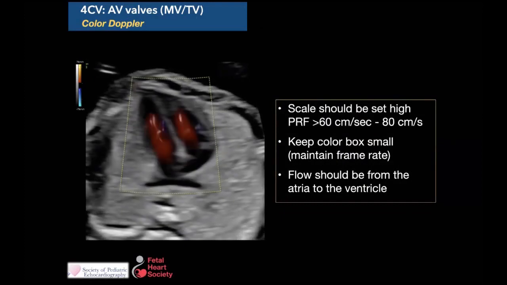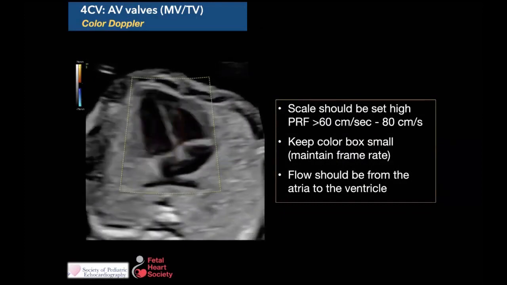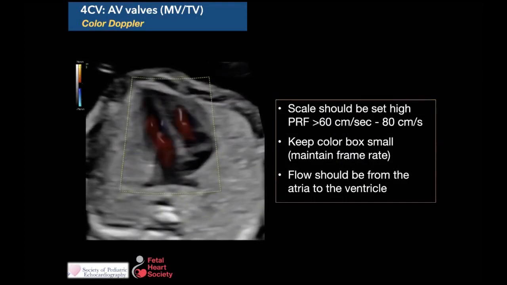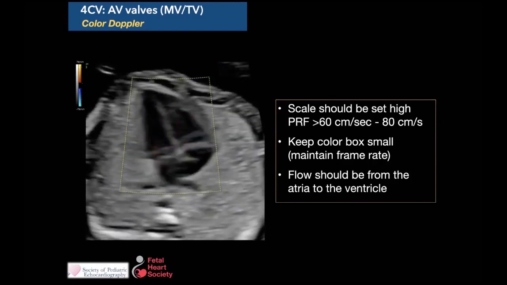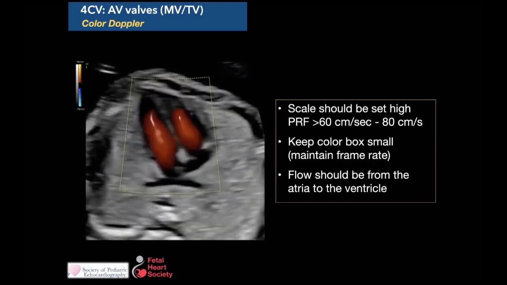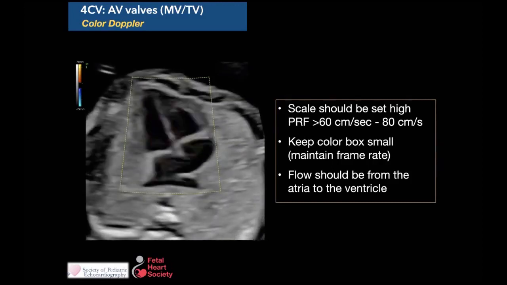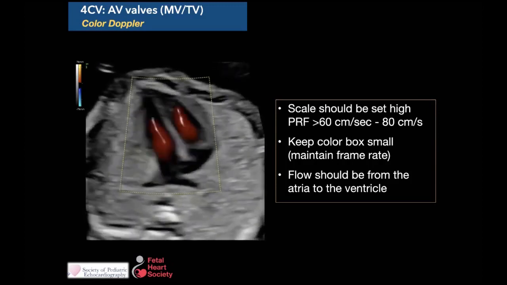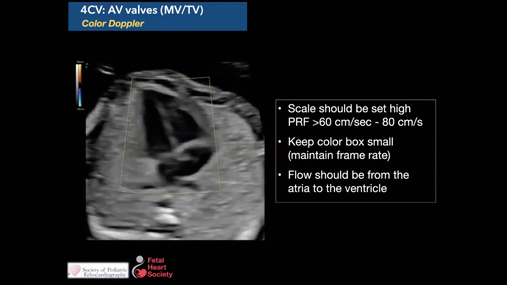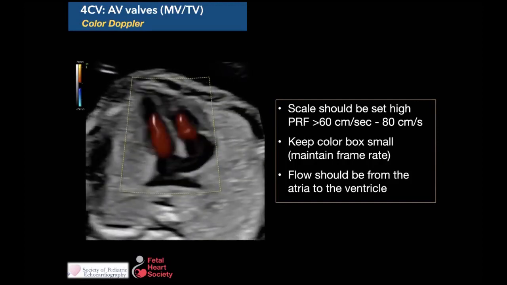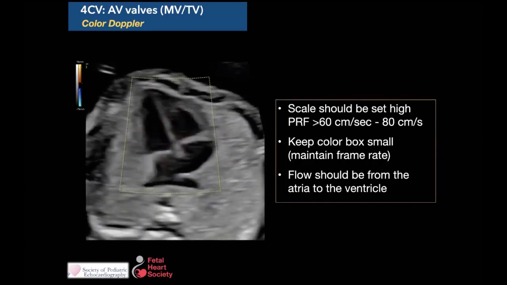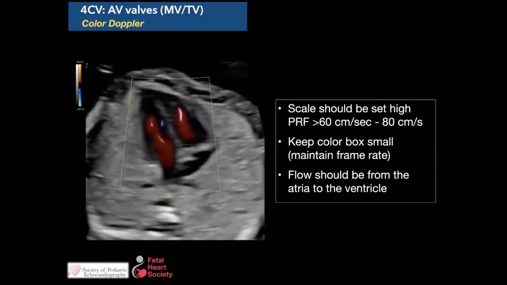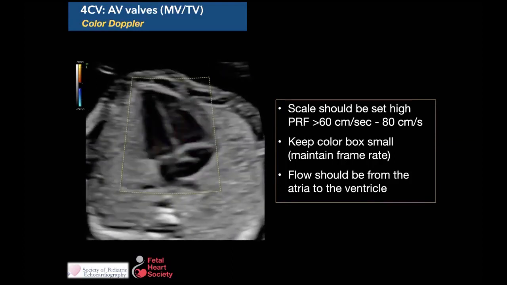We utilize color Doppler to assess the mitral valve and tricuspid valve inflow. You want to do this in an apical four-chamber view, since your angle of insonation is parallel to the direction of blood flow. If you notice, my color box is pretty much tight around my structures, and this is mainly to increase the frame rate, which is ideal for detail resolution. You want a higher frame rate with good detail resolution. Scale should be set to high, so a PRF of anywhere greater than 60 to 80 centimeters per second. Sometimes this can vary because it is dependent on maternal body habitus and fetal position. And flow should be from the atria to the ventricles.